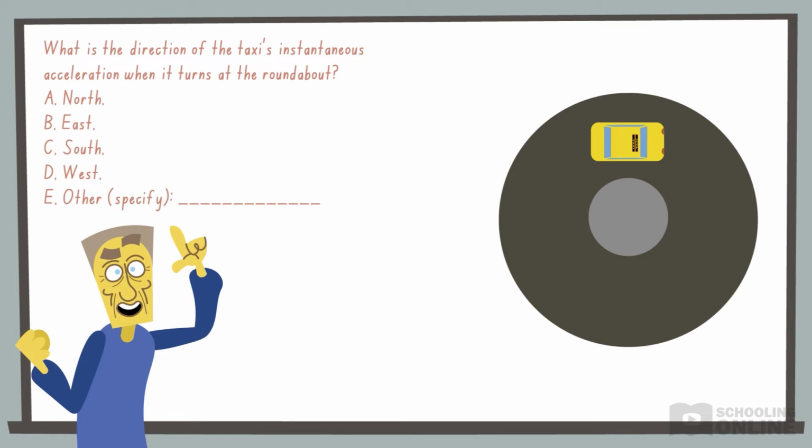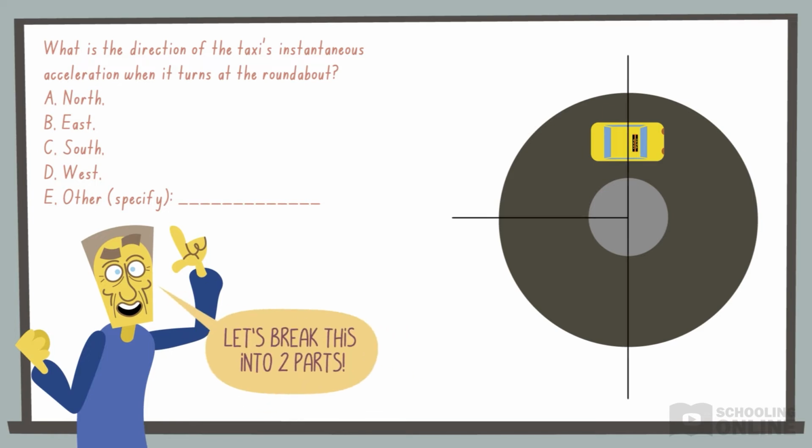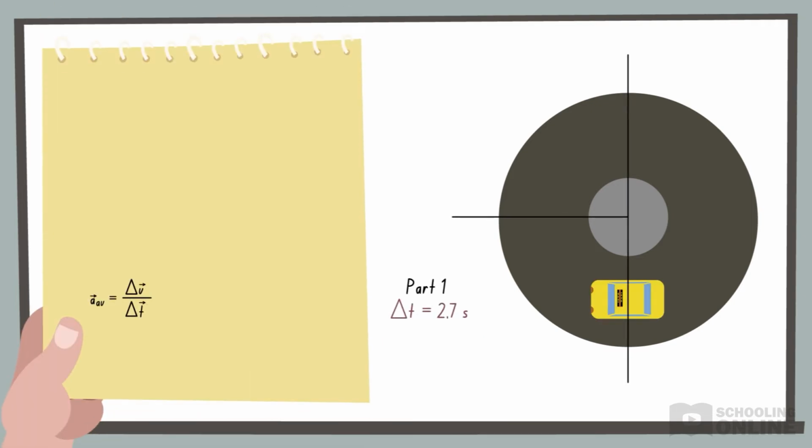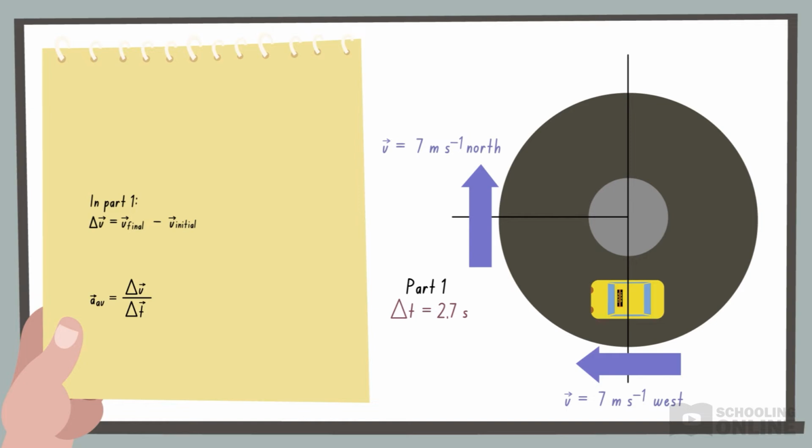To make it easier to answer this question, let's split the motion of the taxi into 2 parts, each taking 2.7 seconds. Next, we remember that the average acceleration is equal to the change in velocity divided by the time taken. The change in velocity is the difference between the final and initial velocity. In the first half of the turn, the initial velocity is 7 metres per second west, and the final velocity is 7 metres per second north.